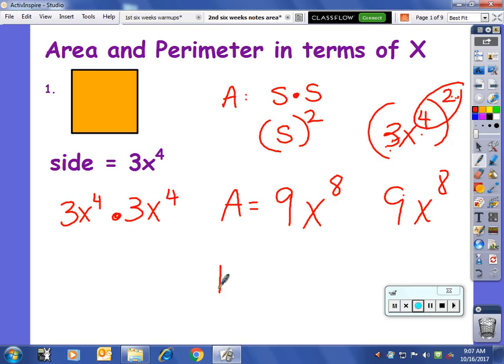Now, I always want you to label your answers. Area was 9x to the 8th, no matter which way we worked it. Either this way or this way, we still got 9x to the 8th. Perimeter. Perimeter is basically adding all the sides up, but there are some shortcuts. What's another thing you could do for a perimeter of a square?